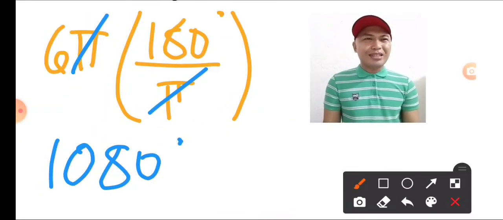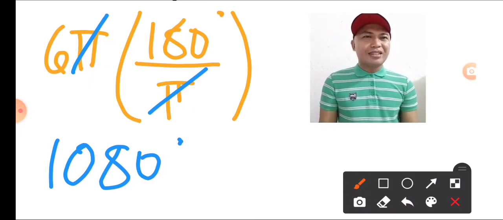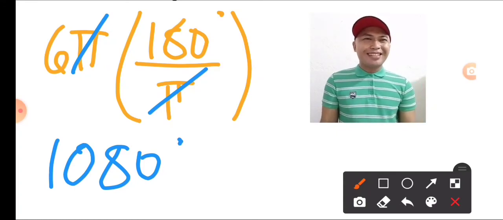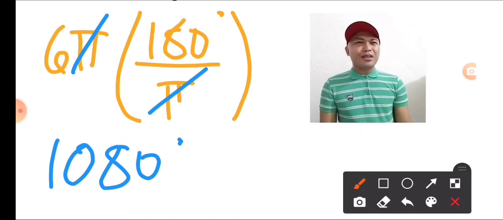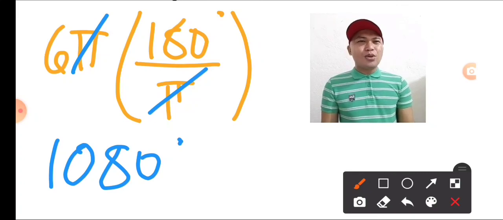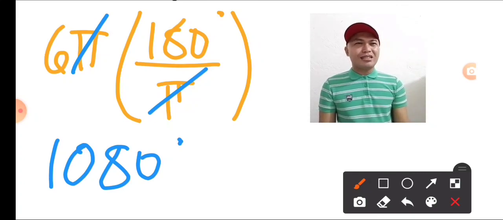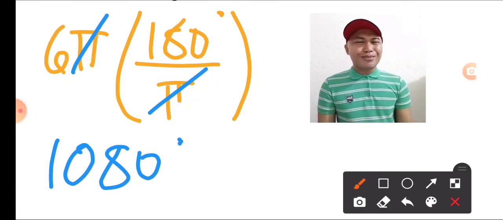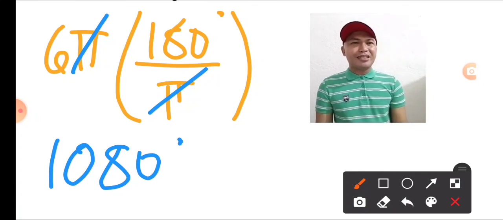When you say quadrantal angles, they are angles that lie on the x and the y axis, or they are multiples of 90 degrees. Examples of quadrantal angles are 90 degrees, 180 degrees, 270 degrees, and 360 degrees. All of those are multiples of 90 degrees.